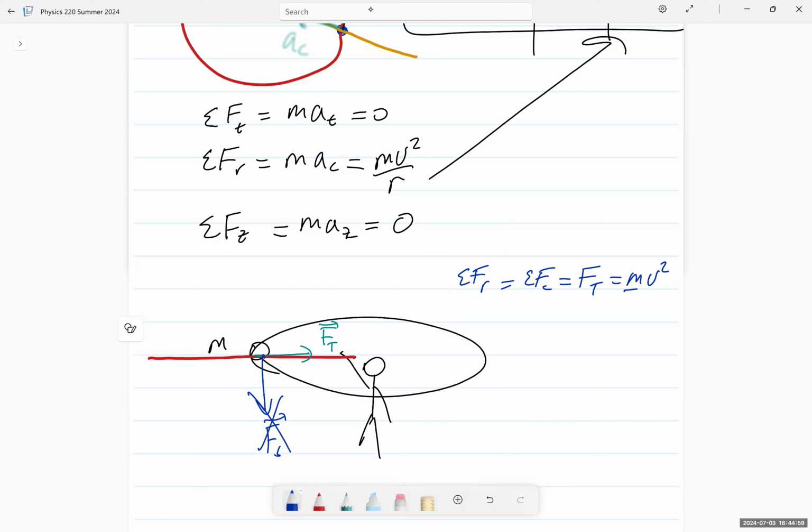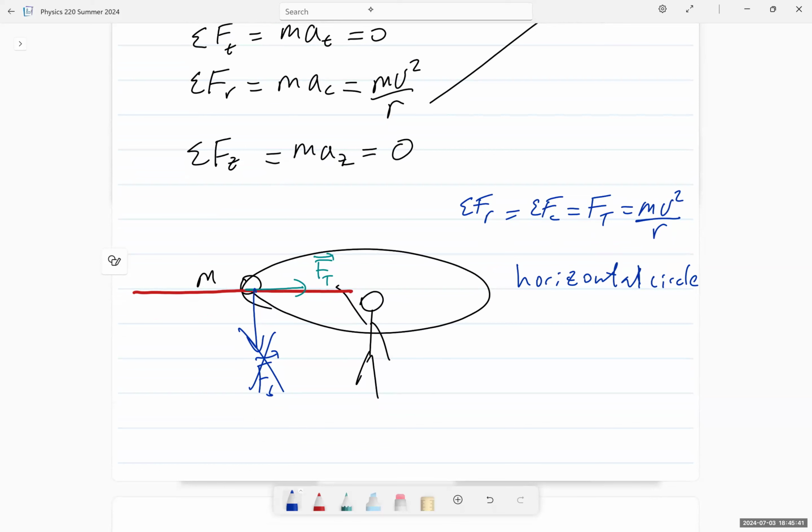Generally, when you have a horizontal circle, gravity is not a factor because it's purely moving in a horizontal direction. So in this case, tension is completely along that horizontal direction. Gravity is not, so we can completely ignore gravity. In real life scenarios, which you usually see in the experiments, that's not entirely correct. It's very difficult to keep an object going purely in a horizontal circle.